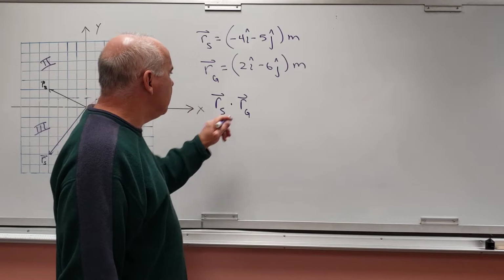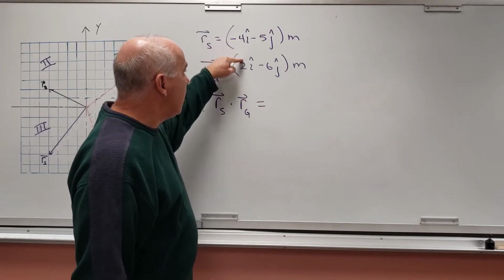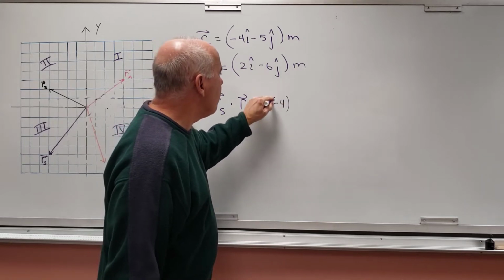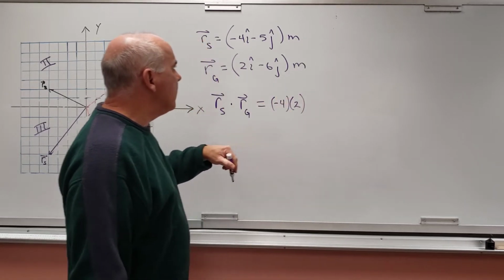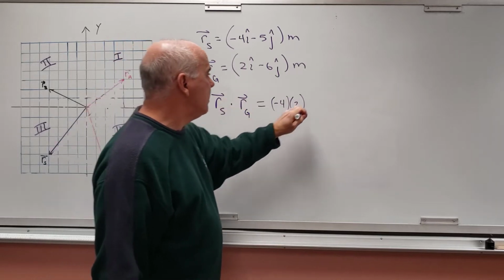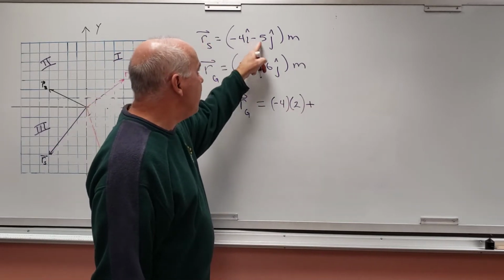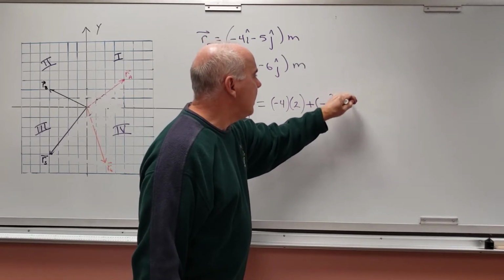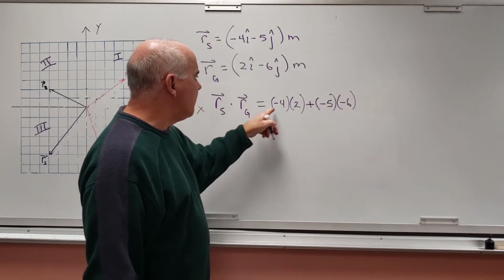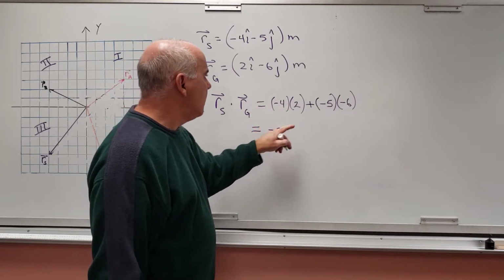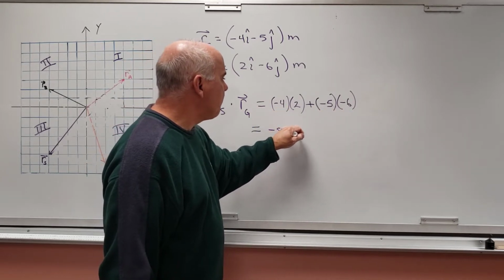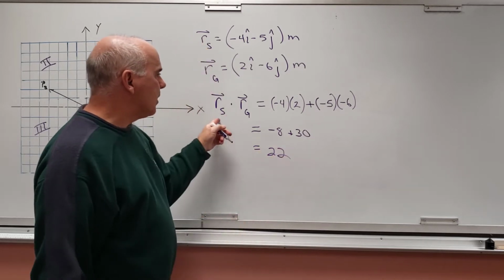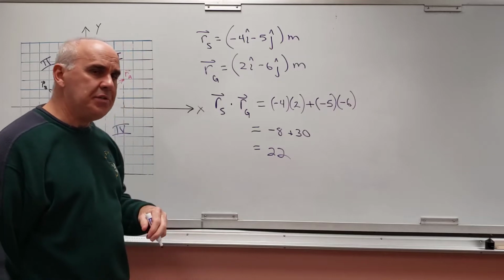But the way I get it is I multiply the i components together. So I have negative 4 and 2, so negative 4 times 2. And then I'm going to multiply the j components, and I'm going to add that onto the i. So I'd have negative 5 times negative 6. All right, so negative 5, negative 6. And when I'm all said and done here, I'm going to get negative 8 and positive 30. And so the answer to this is 22. The dot product between Shelby and Grayson is 22.